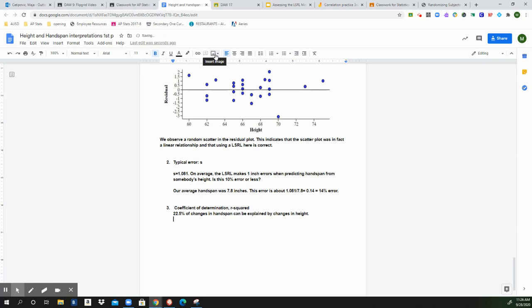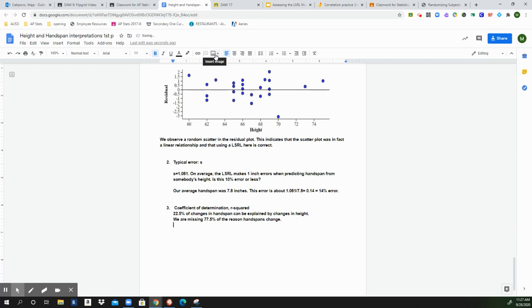So what I'm going to say is we are missing 77.5% of the reason handspans change. So we're missing a whole lot of the explanation. And so in our case, I'm going to say that this line is not nearly as useful as it could have been.